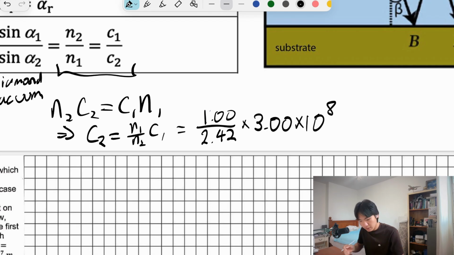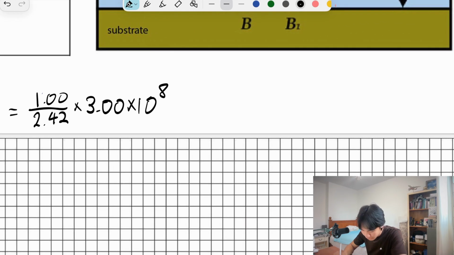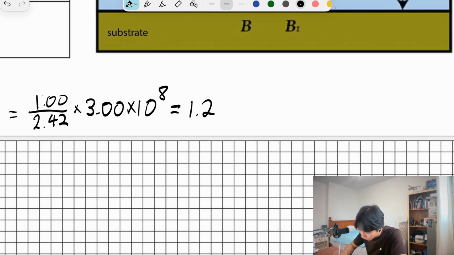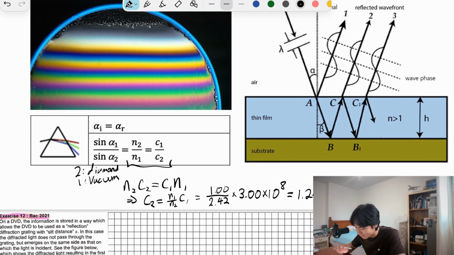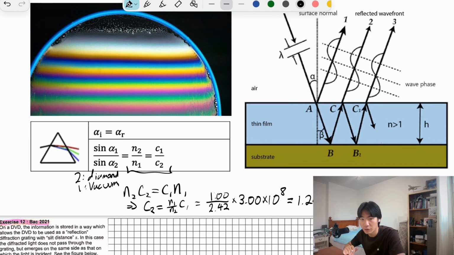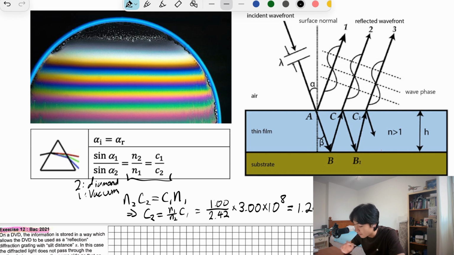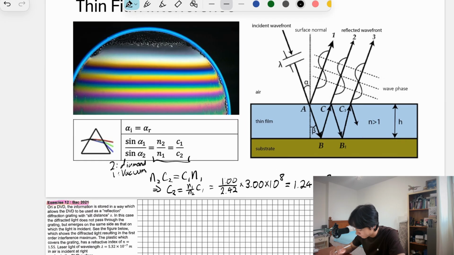2.42. We must get around 1.24 times 10 to the power of 8 meters per second. And now this shows that light travels slower in diamond compared to vacuum, right? This is what this formula shows.